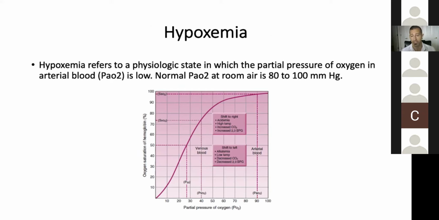So before we get to the framework, a little bit on hypoxemia. Hypoxemia is a physiologic state in which the partial pressure of oxygen in arterial blood is abnormally low, defined as less than 80 millimeters of mercury.